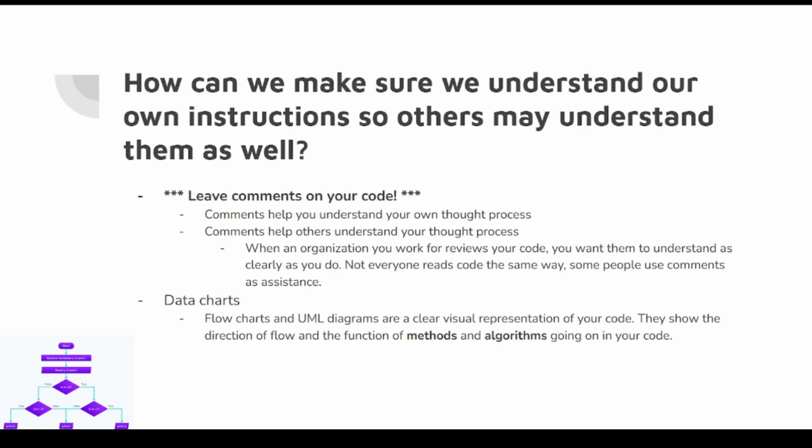Data charts. Flow charts are great. They show the process of your code. They show flow control, how all that stuff works. UML diagrams show how methods work. They're a visual representation of your code. They show the direction and flow of the functions and methods and algorithms going on in your code.